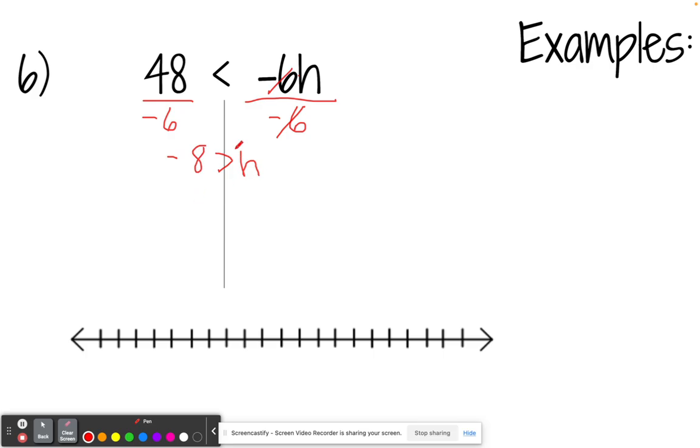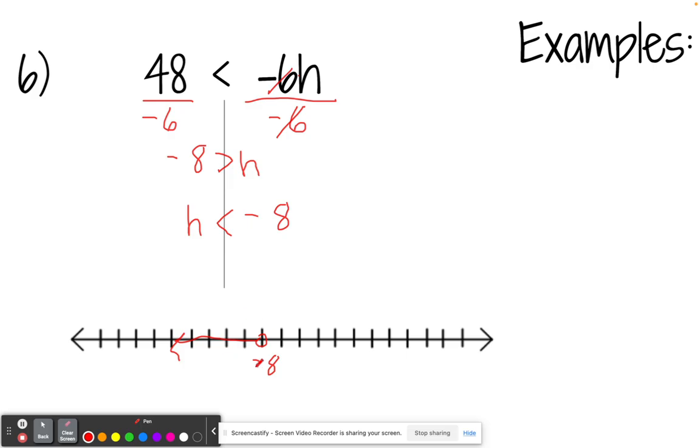Okay, so again, if I want to graph this, I like to have my variable on the left side. I want my negative 8 on the right side. Notice the big mouth is open towards the negative 8, or the small mouth is pointed towards h, whichever way you look at it. So my solution to this will be all numbers less than negative 8. So it will go this direction.